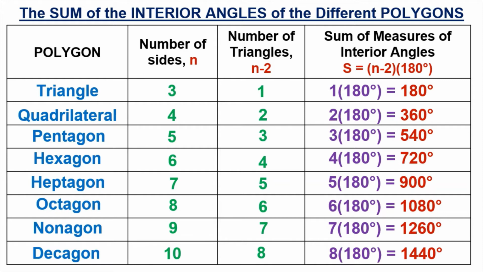Ulitin ko po, ang n po is the number of sides. And then n minus 2 is the number of triangles we make pagka doon sa isang polygon. And then yung total po niya is yung number ng triangles tapos po i-multiply lang sa 180 kasi yung isang triangle is consists of 180 degrees. Yun po yung total ng sum or yung sum of measures of interior angles.